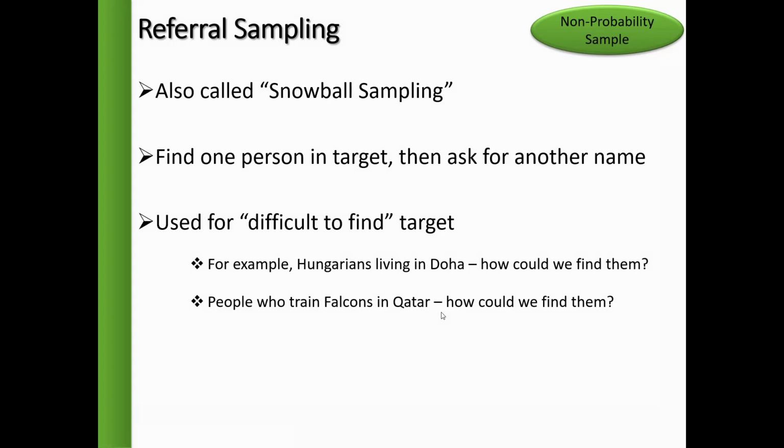Remember the different kinds of interviews, and we talked about expert interviews? This could be very good for expert interviews. So somebody who's an expert in falcon training in Qatar, you find that one guy, he's going to know other falcon trainers. So he's going to refer you. Okay, and that's called referral sampling, which is also non-probability sampling.